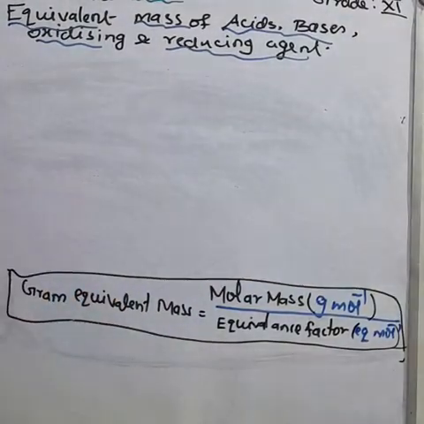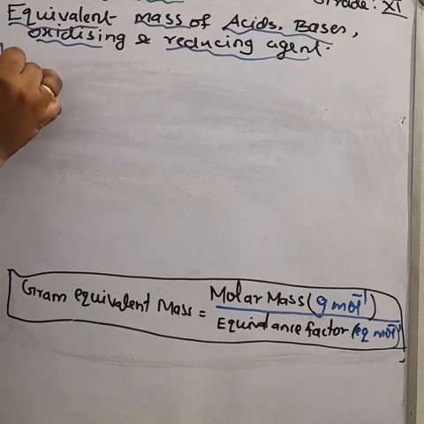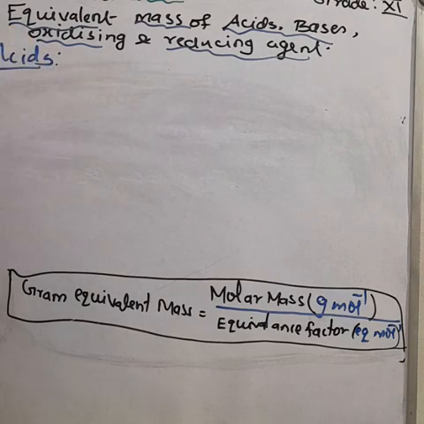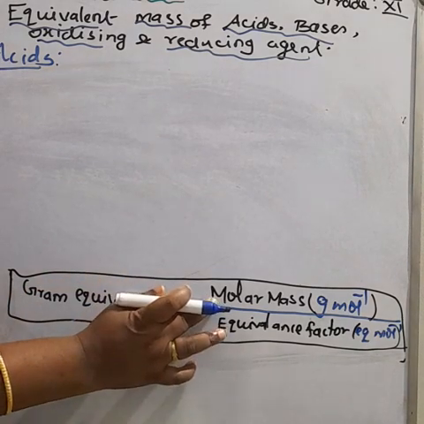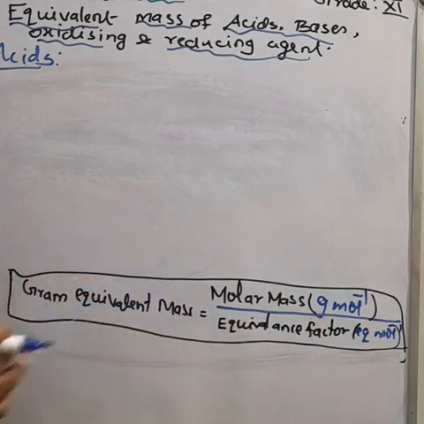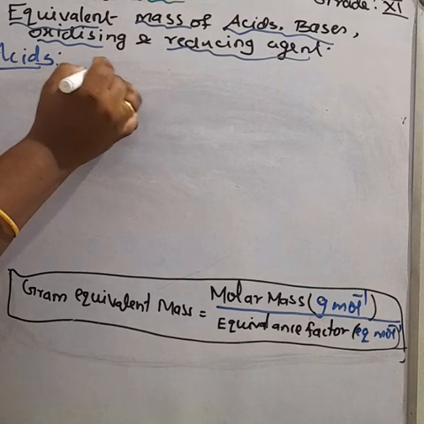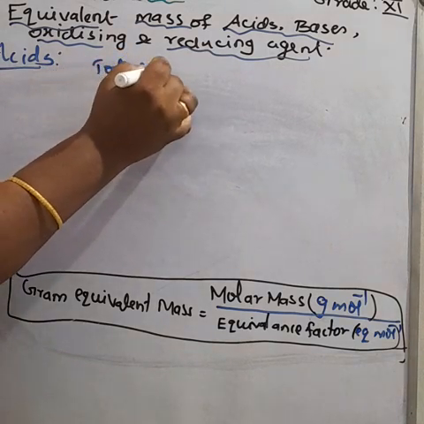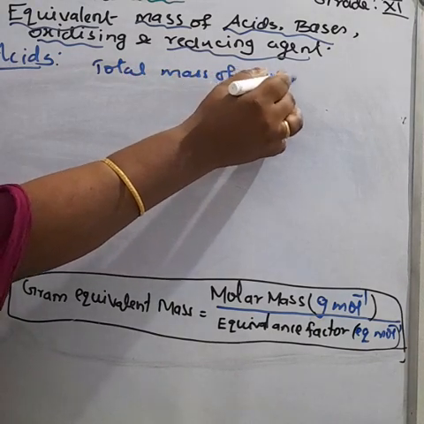Let's see first the gram equivalent mass of acids. What is the formula we are using here? Gram equivalent mass is equal to molar mass divided by equivalence factor. Molar mass means the mass of 1 mole of an element or molecule. That is the molar mass.